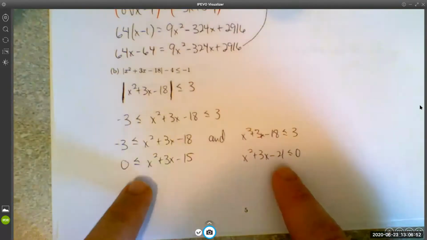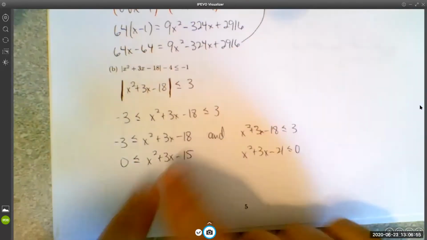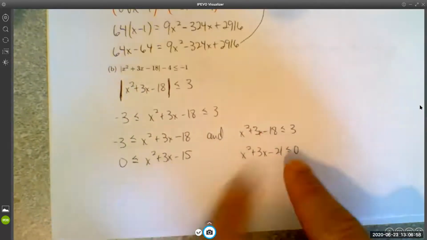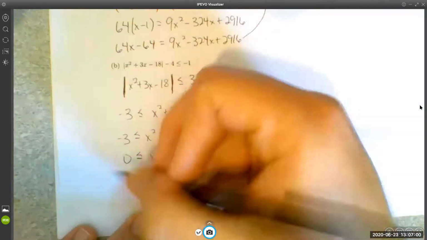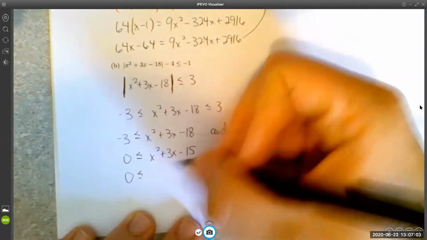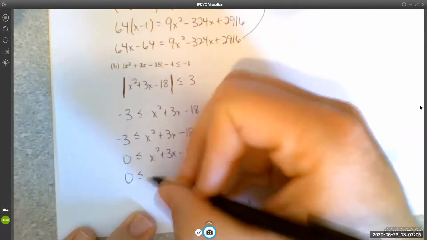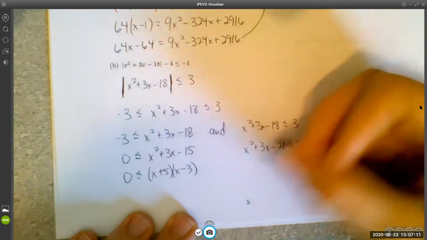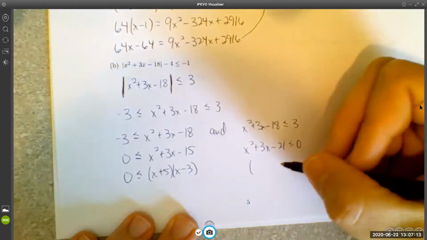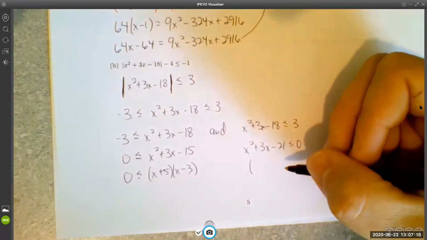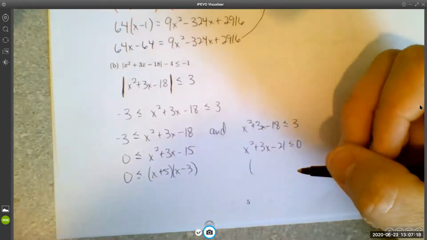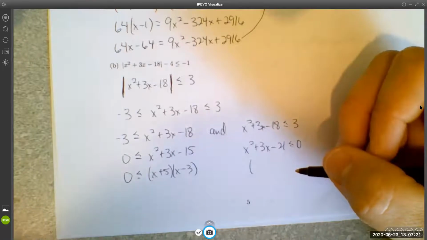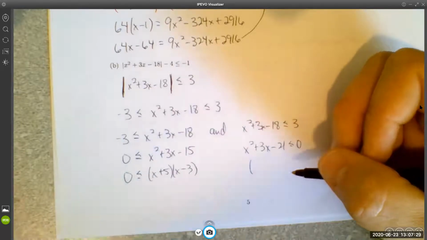Now I'm going to solve the corresponding equations so that I can figure out where this might change sign and where this might change sign. So let's see if I can factor it. I think 5 and negative 3, x plus 5, x minus 3. Here I'm thinking, oh, can I even do this? 7 and 3 won't work. That would give me 4, right? So I think I have to use the quadratic formula. What a pain. Okay.